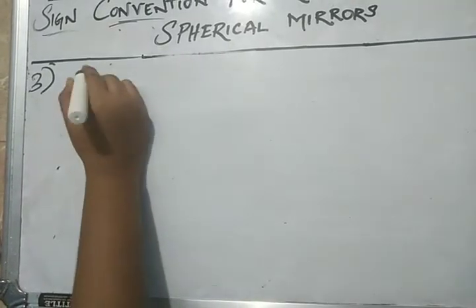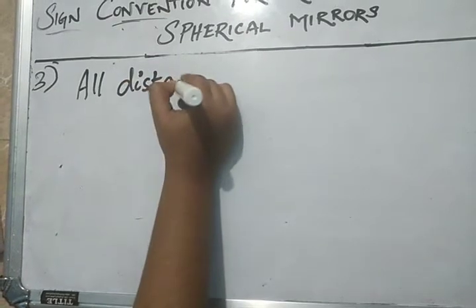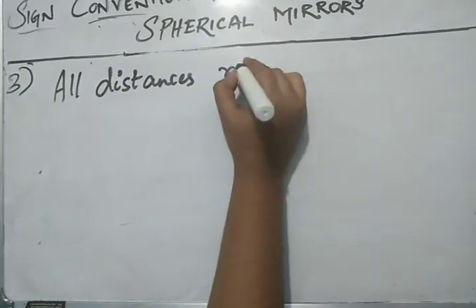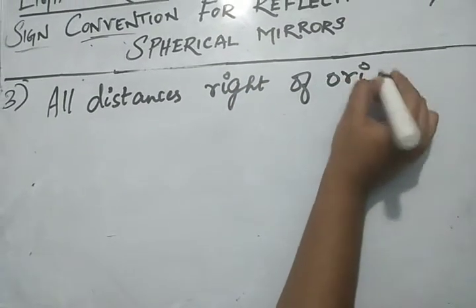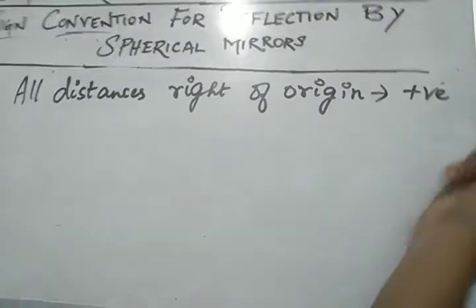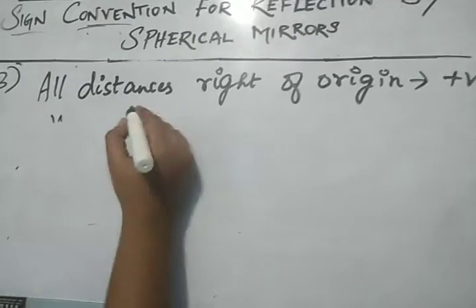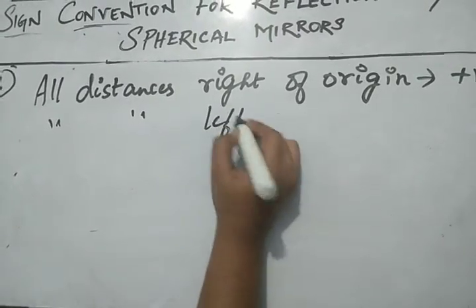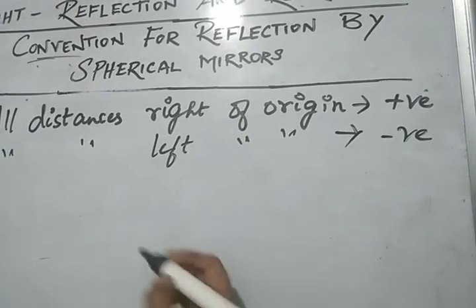Okay, all distances right of the origin are positive. They are taken as positive sign. And all the distances left of the origin are negative. Say you take the number line.